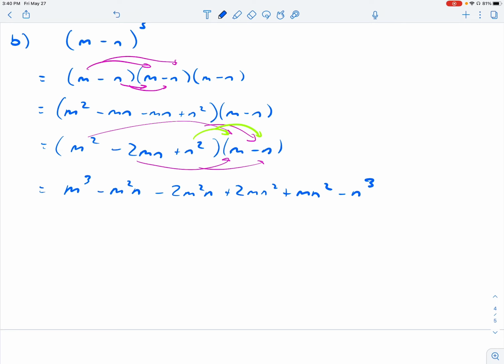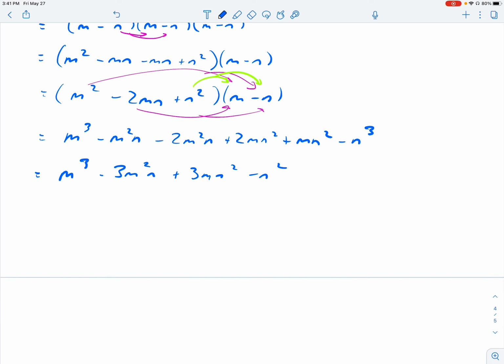Okay, we may or may not be able to collect some like terms. It looks like there's a couple here. So we got these two. Those are like terms. So minus m squared n minus 2m squared n, I'm going to have minus 3m squared n. Okay, so that kind of takes care of those. And then I got these two. So 2mn squared plus mn squared is going to be 3mn squared. So that's fully simplified.